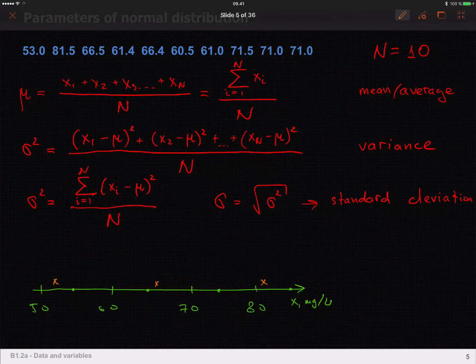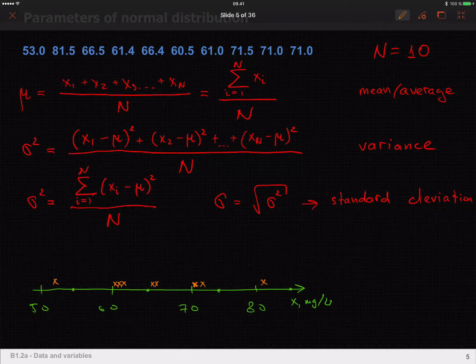We have 61.4, we have 66.4, very close to 66.5. Then we have 60.4, sorry, 60.5. Then we have 61, somewhere here. Okay. Then we have 71.5 and 2 times 71. So we have two values here. I'll just make it bold.